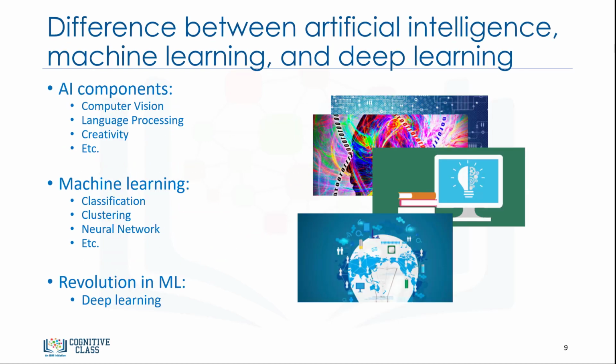By this point, I'm quite sure this question has crossed your mind. What is the difference between these buzzwords that we keep hearing these days, such as artificial intelligence or AI, machine learning, and deep learning? Well, let me explain what is different between them. In brief, AI tries to make computers intelligent in order to mimic the cognitive functions of humans. So, artificial intelligence is a general field with a broad scope, including computer vision, language processing, creativity, and summarization.